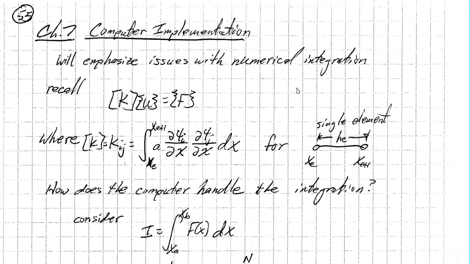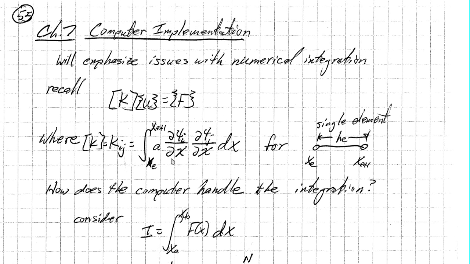Okay, in this lecture we're going to go through an initial discussion on Chapter 7, which is computer implementation. The basic question is, remember that we have this matrix equation. To get this matrix equation, what we've done in the past is we've set up this integral equation, based on derivatives of our interpolation functions, and then we integrate this by hand explicitly, and we can get a set of equations.